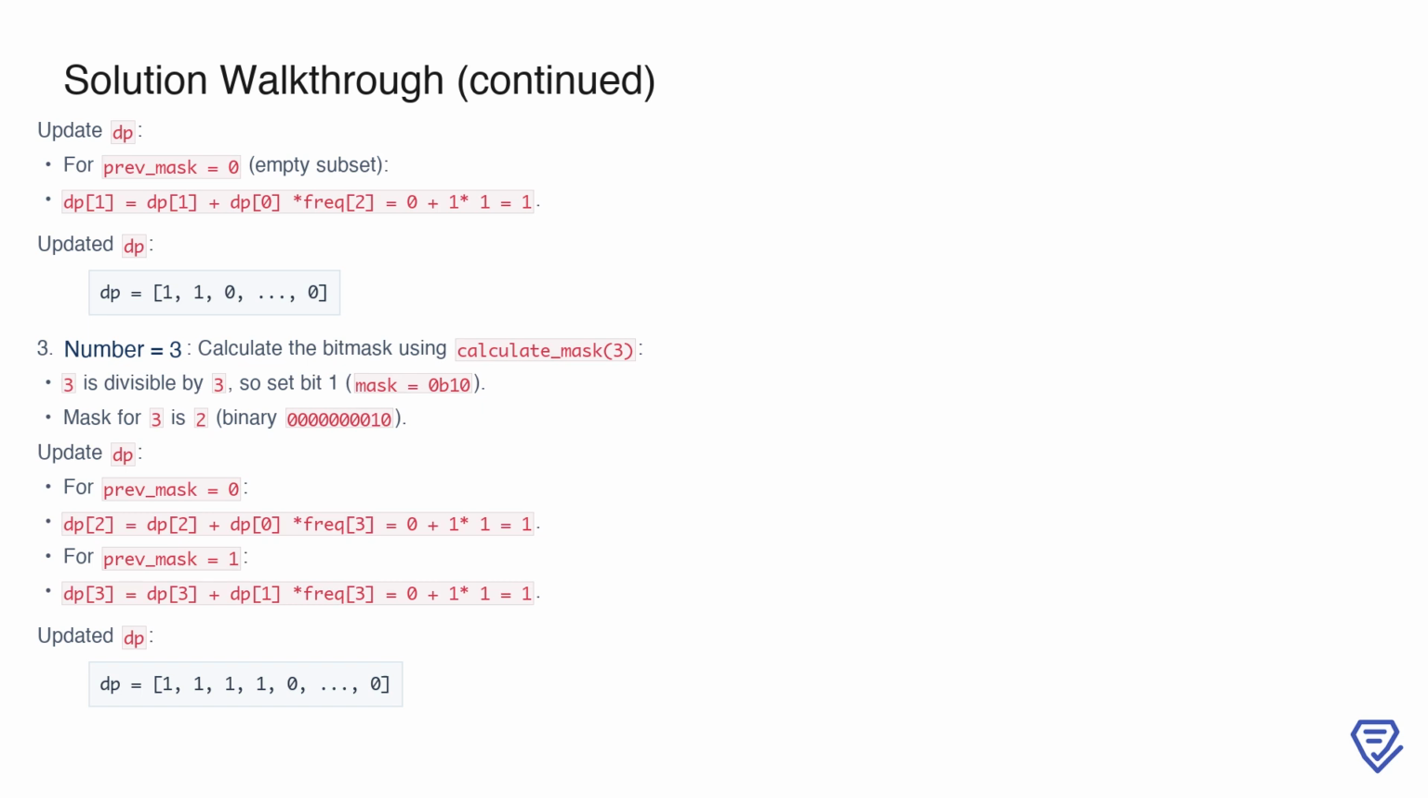Next, we process the number 3. We calculate its bitmask using calculate_mask(3).